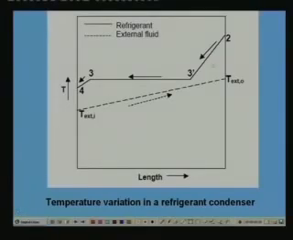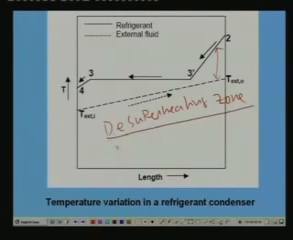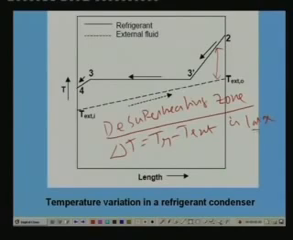Okay. Now, let us look at what happens during the desuperheating zone. During the desuperheating zone, you can see that the temperature difference between the external fluid and the refrigerant is typically large. Okay. That means, for the desuperheating zone, you find that delta T, which is nothing but T R minus T external, is large. Okay. Whereas, the heat transfer coefficient on the refrigerant side, that means HR, is small.